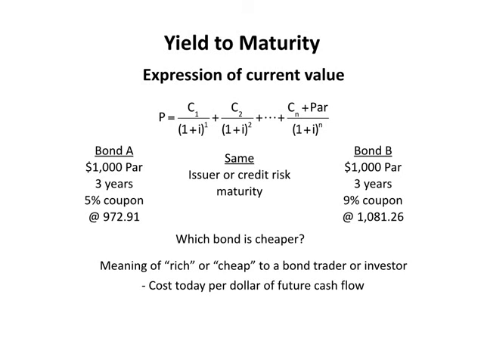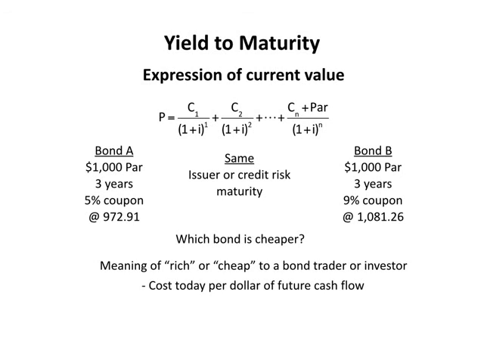Similarly, rich means you're paying more today per dollar of future cash flow. Again, that could be in the context of comparing one bond to another bond, or versus some benchmark of fair value. In a bond-to-bond comparison, the bond designated as rich means an investor would pay more today per dollar of future cash flow on the bond trading rich versus the bond it's being compared to. Alternatively, a bond would be rich if it cost more money today per dollar of future cash flow versus some benchmark of fair value.